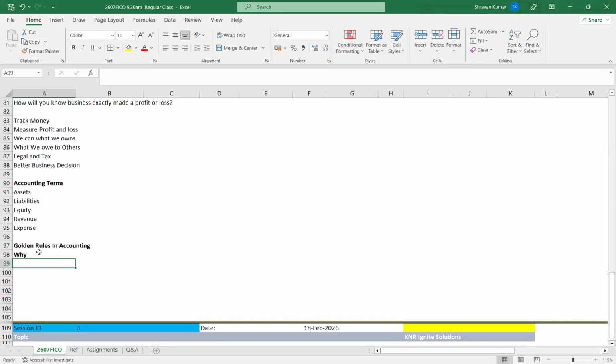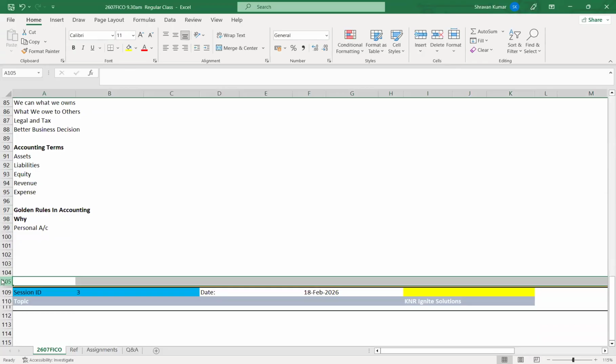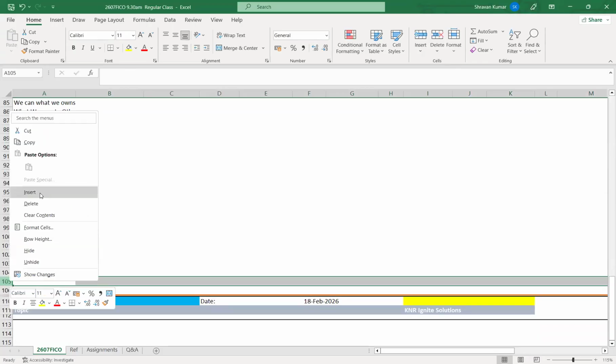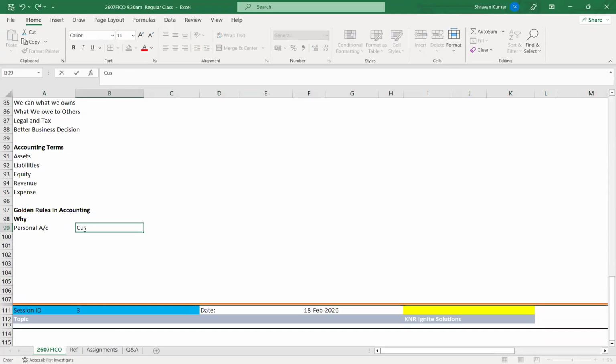The first golden rule is the personal account. A personal account relates to a person or an organization. When I say person, it doesn't mean only an individual. It could be a customer, vendor, employees, banks, companies. Anyone or any entity that can give or receive money can be considered a personal account. Here, the rule says: debit the receiver, credit the giver. Correct.